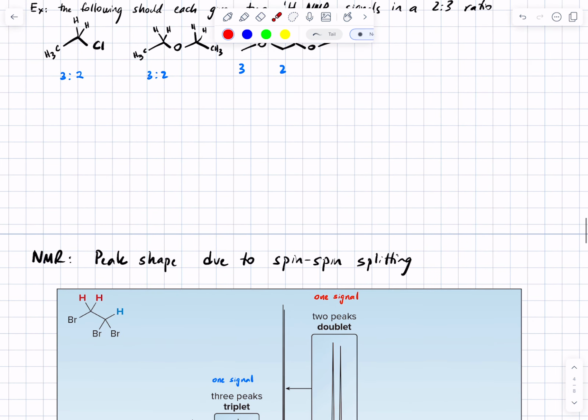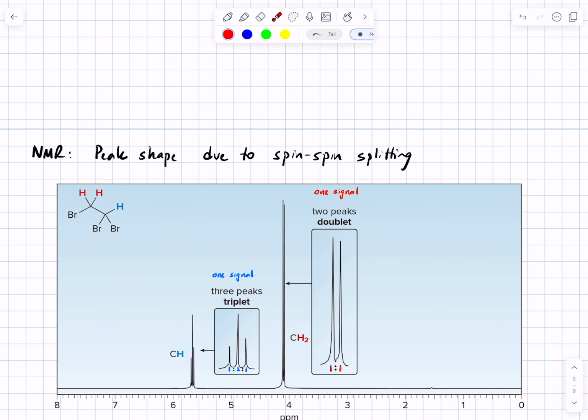All right, the third and perhaps most complicated and most informative piece of information that we get from NMR is the shape of the peak, or what we call spin-spin splitting. So far, I've been very careful to talk about NMR signals and not peaks, because what you see in the spectrum of 1,1,2-tribromoethane is that I have two NMR signals, but each NMR signal is split into a cluster of peaks.